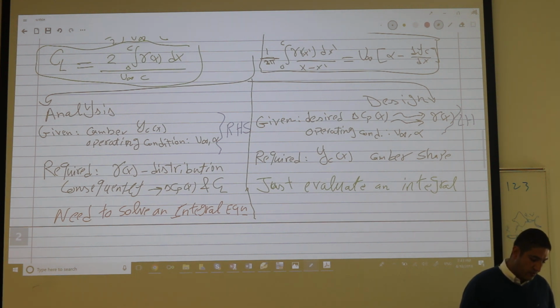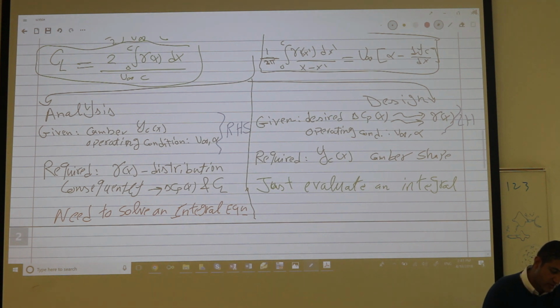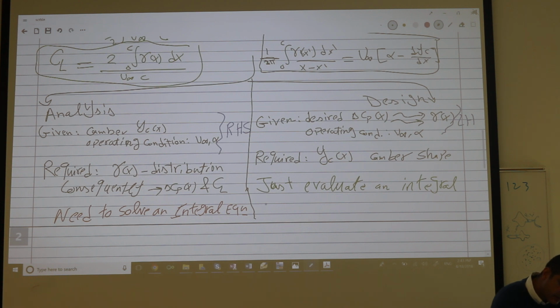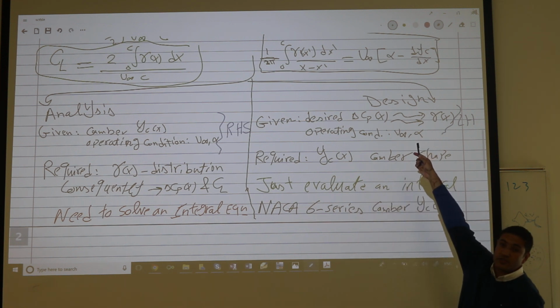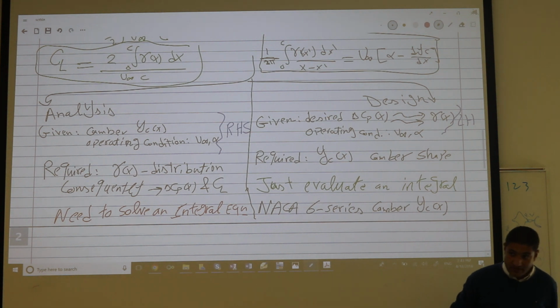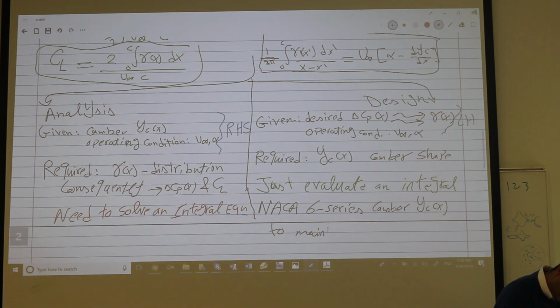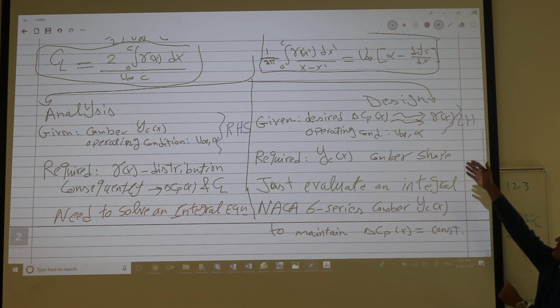So one homework problem that will be assigned in homework 2, which I will release today, and we'll talk about it next lecture, is on the NASA 6 series. Like I said, the camber shape of the NASA 6 series is designed exactly by this equation, to maintain a constant pressure distribution. So maintain a constant gamma distribution.